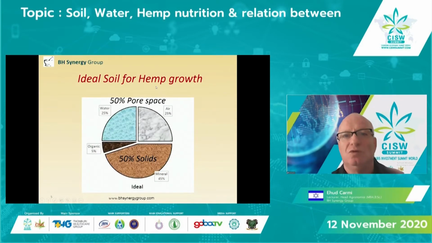When we want to define the ideal soil for hemp growth, we're talking more or less about a line, it's not always exact, that 50% of it will be solid, meaning organic matter, or everything solid in the soil, and the other 50% will be divided into two. First, it's pore space. 50% of pore space is better.